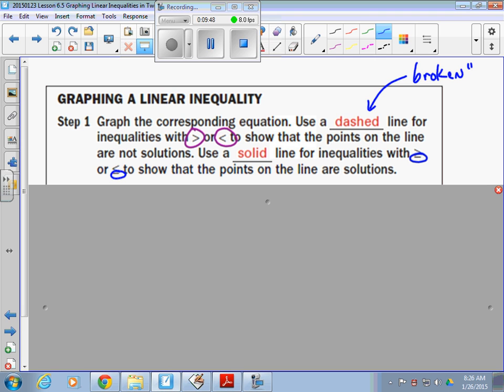Another word you'll hear instead of dashed line is broken. So if you see that word broken or you hear that word broken, it means the same thing. It's just like saying color the bubble in or darken it in or blacken it, just different words. Broken versus dashed.